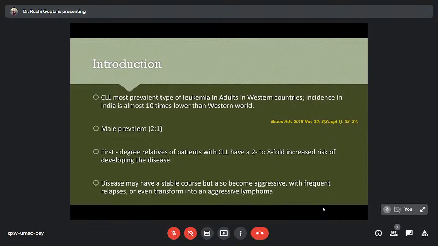and this is one of those leukemias or lymphomas which has a high degree of first degree relative patients, and there is a 2 to 8 fold increased risk in those first degree relatives to develop CLL once somebody in their family has CLL. Though I'm not really sure how many patients with familial CLL we have actually seen, it was interesting to read that it has a genetic familial background to it.